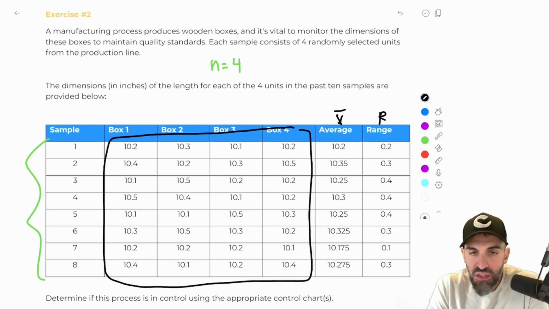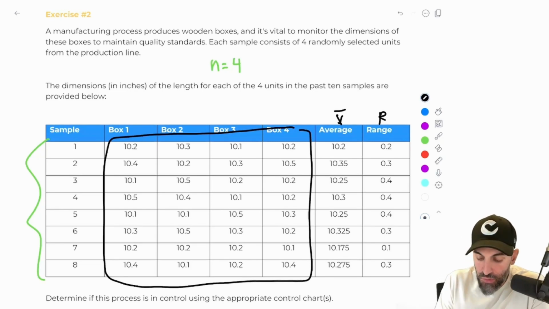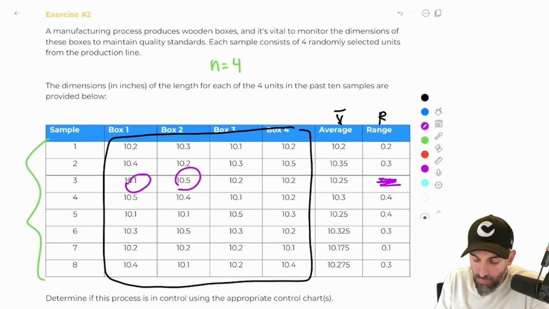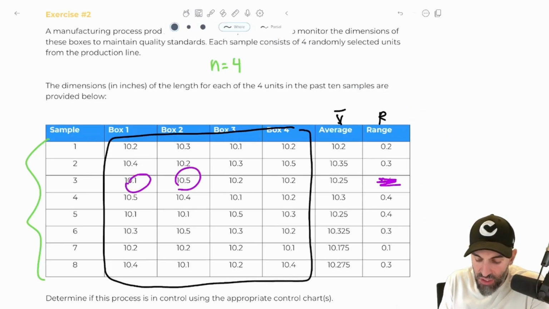Now, the only thing we need those individual units for would be to find the average and the range. But since you already have it, guys, I want you to ignore them. Don't get sucked into that. The only thing you would use, let's say you were missing a range, you can take the highest and the lowest and find the range. But that's all you need those individual data points for.